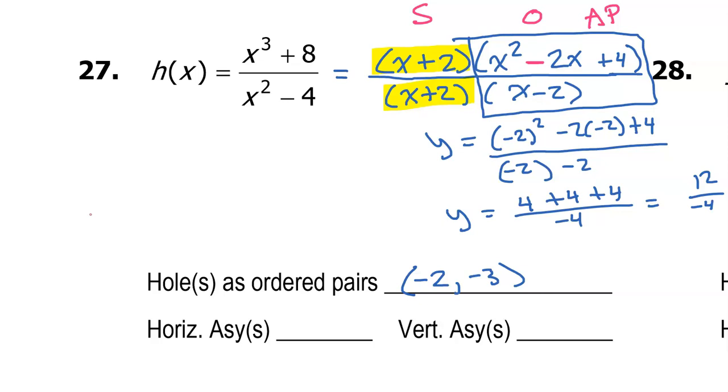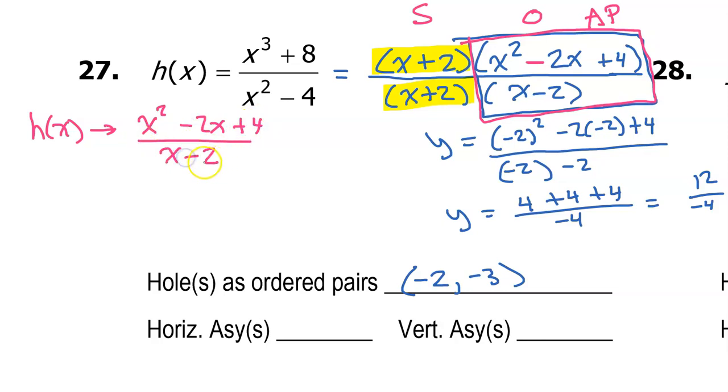Anyways, time to find the horizontal asymptotes. So the horizontal asymptotes will happen when you have end behavior that's approaching a constant. So let's examine the end behavior of the remaining portion of this function. So h of x will approach all of this. I'm just going to recopy it. It's going to approach x squared minus 2x plus 4 over x minus 2.